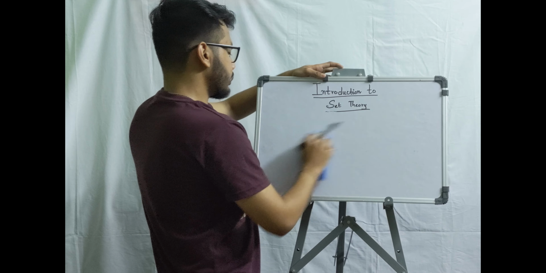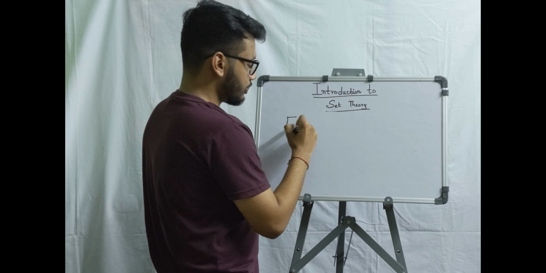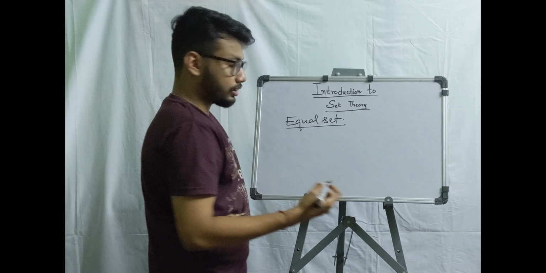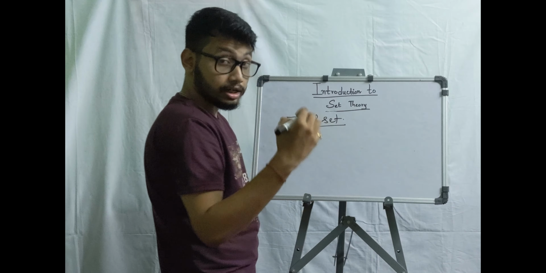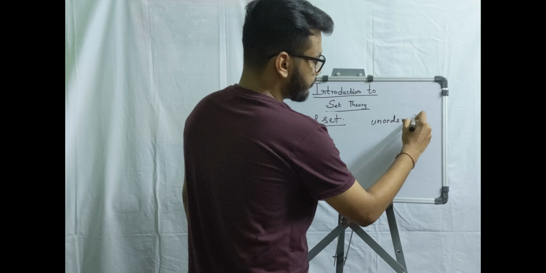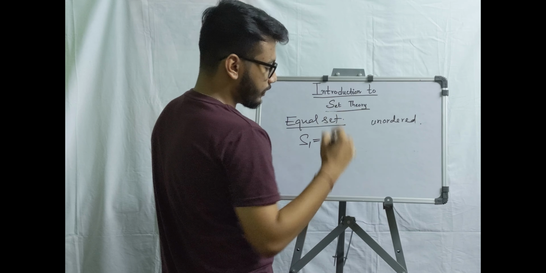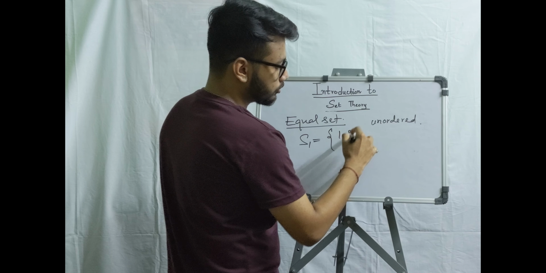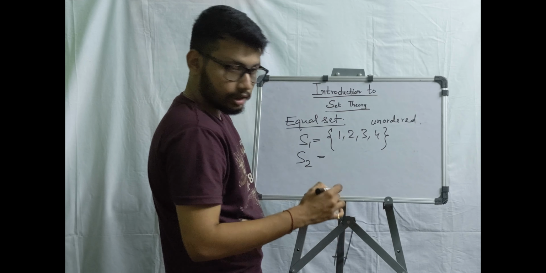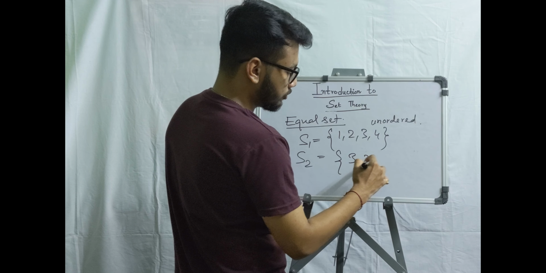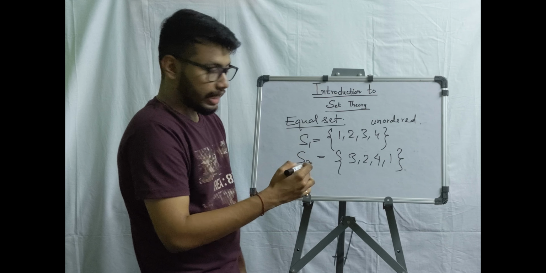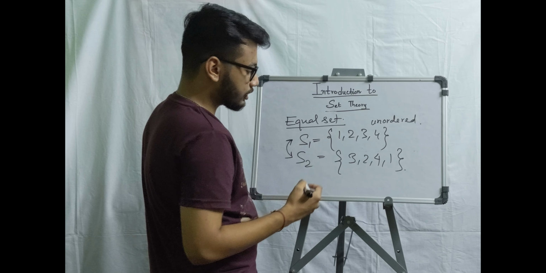Now let us try to understand our last topic, that is equal sets. Okay, so as I mentioned in the beginning of this lecture, a set is an unordered collection of objects, right? Unordered collection. So if I write a set, say S1, as 1, 2, 3 and 4, and say another S2 as 3, 2, 4, 1, right? Try to understand that these two sets are equal sets.